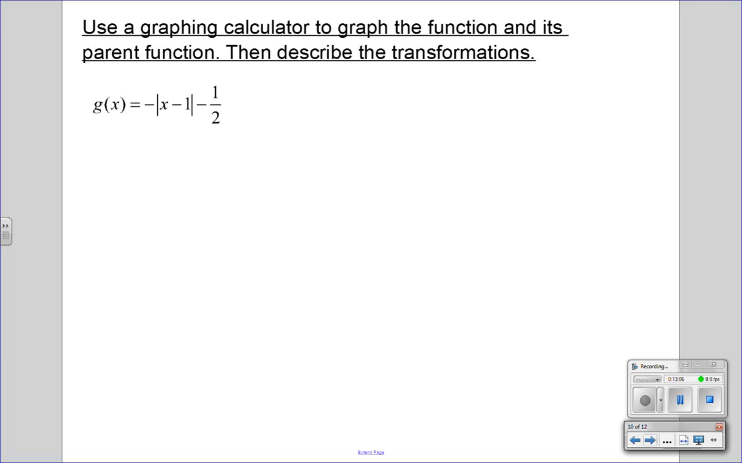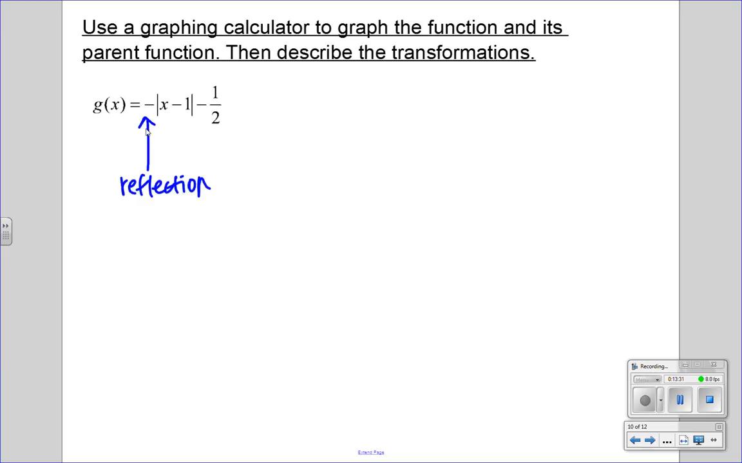Okay, I'm going to kind of give you a hint of how to look at these by the equation, and then I'm going to show you how to graph this in a graphing calculator. Okay, so the first thing is that the negative in front of the function is going to give us our reflection. So we know it's a reflection.